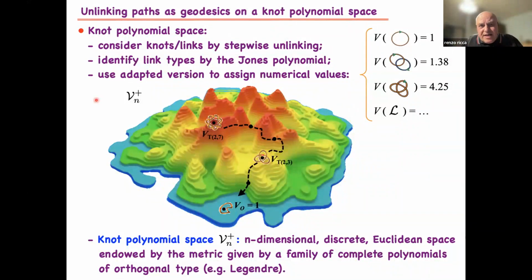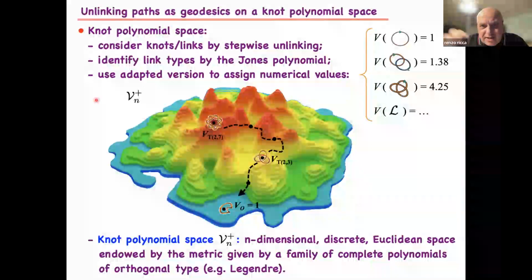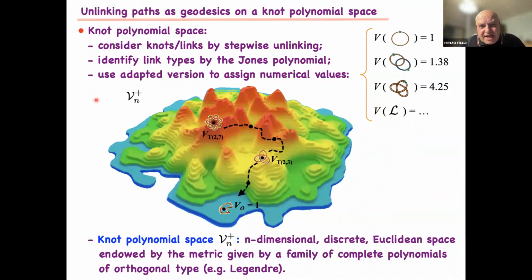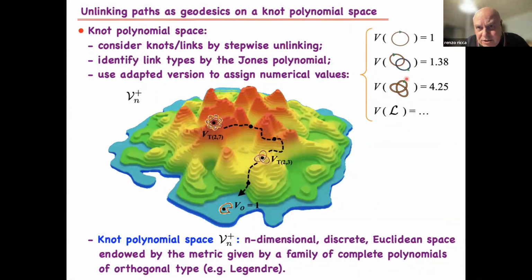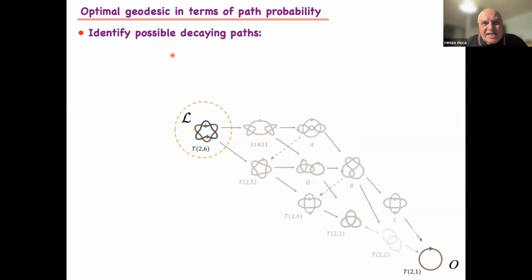And once you have this way to measure the position of your knots in space, remember each point in this space is identified by the Jones polynomial and through the adapted version by a numerical value. So once you are there, that's it. You can compute distances in this abstract space. Okay, so we go for that, and we identify possible decaying paths. So we start from these knots, and you already see in transparency the path that we identified.